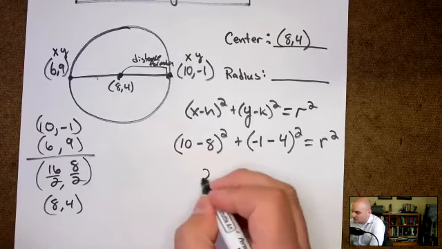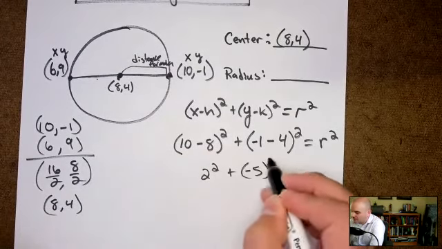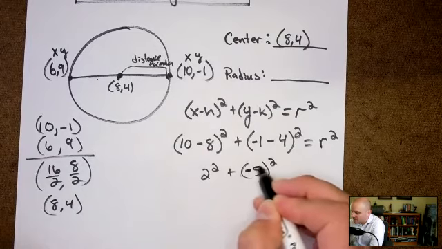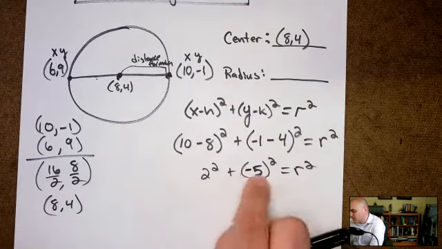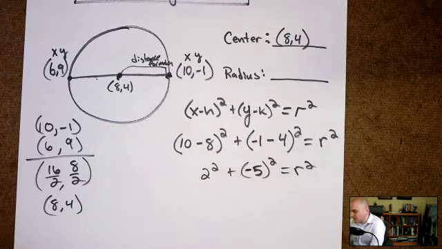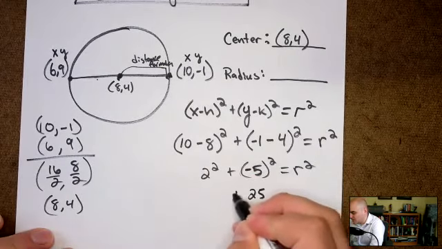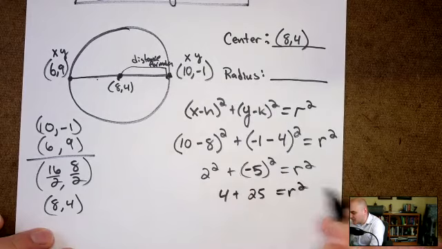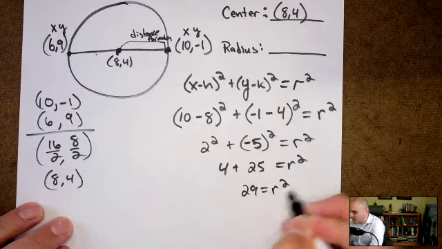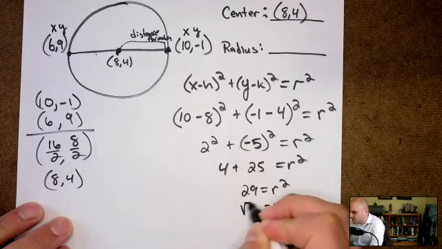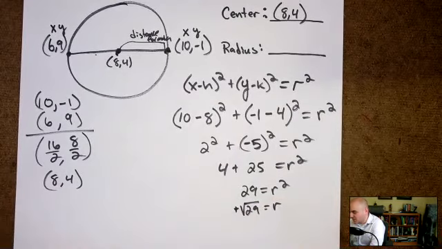10 minus 8 is 2. Negative 1 minus 4 is negative 5. Be sure you're wrapping these in parentheses. When you square a negative, you should be getting a positive number. So if you forget to wrap it in parentheses and you're punching it into a calculator, sometimes it'll spit out a negative value, and we don't want that. That should be a positive 25, a positive 4. That equals r squared. 29 is equal to r squared, or r is equal to the square root of 29. And here's where we want to take that positive root, because we are talking about a radius.